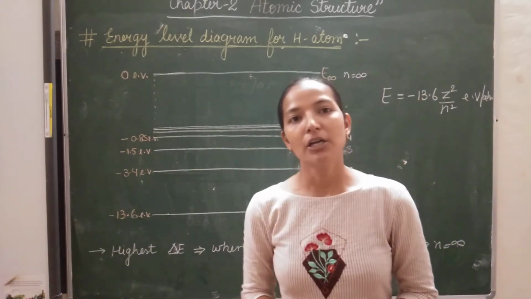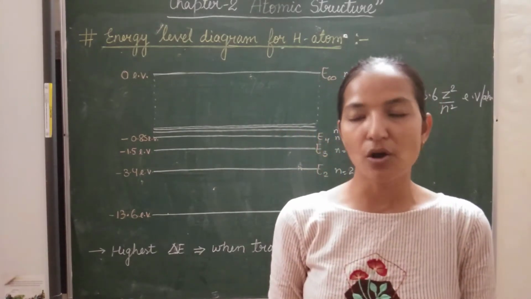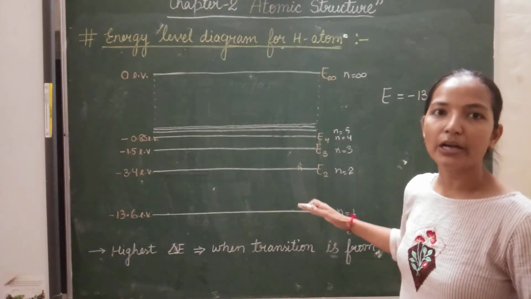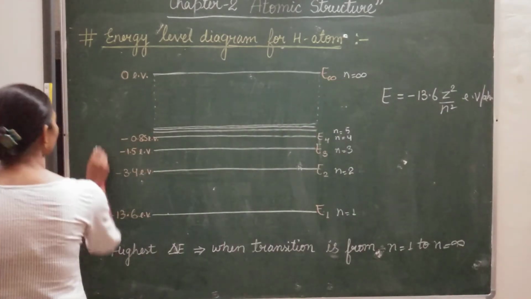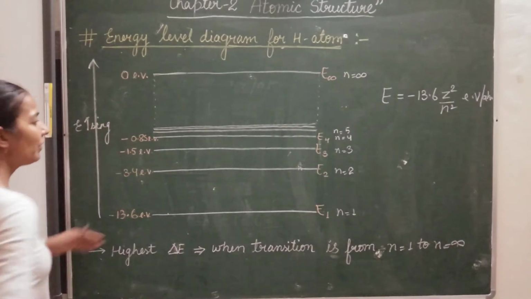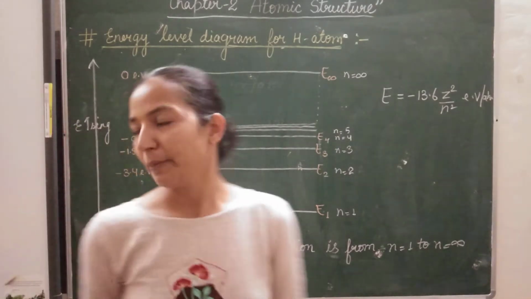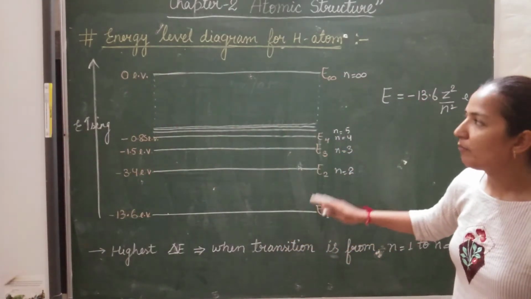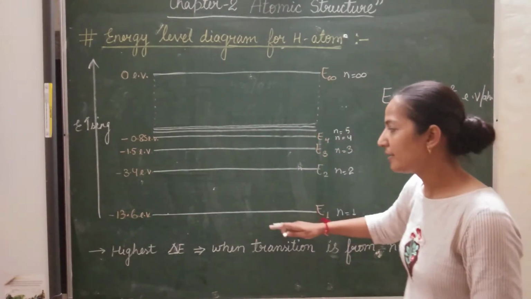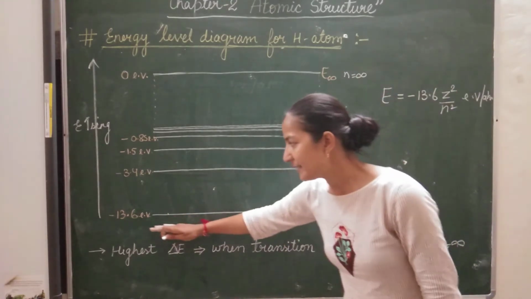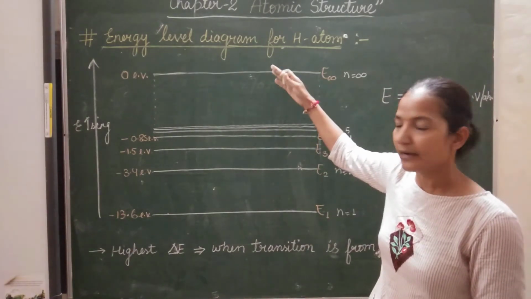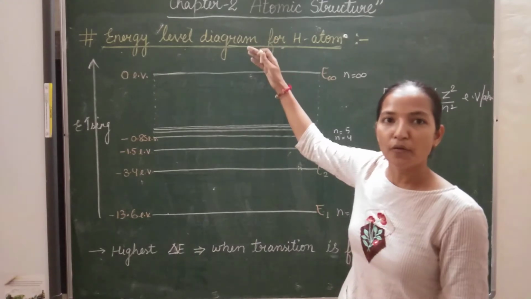So we have different numbers of energies for different orbits. If we plot an energy level diagram in the order of increasing energy, then we will get such a diagram. In this diagram, the lowest energy shell or orbit is represented at the bottom, and the orbit showing the highest energy is represented at the top.